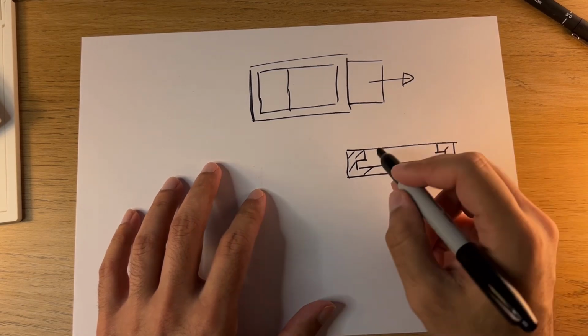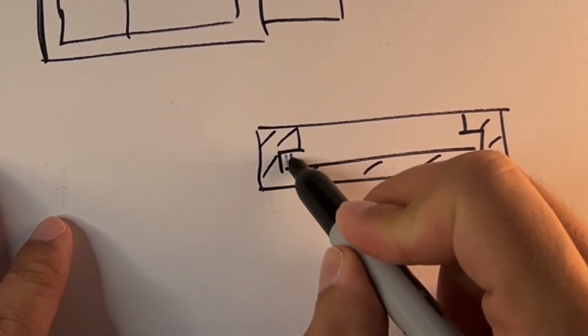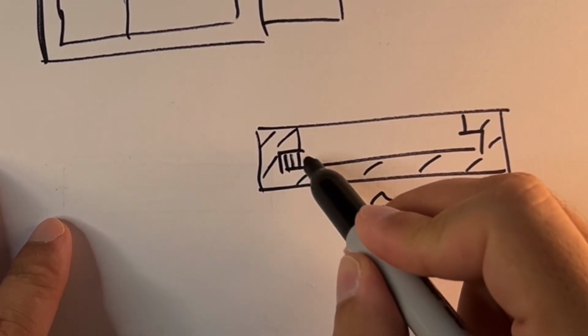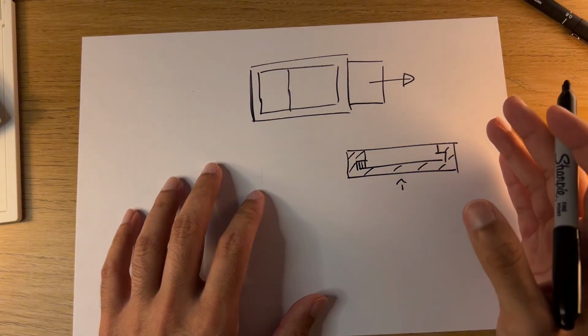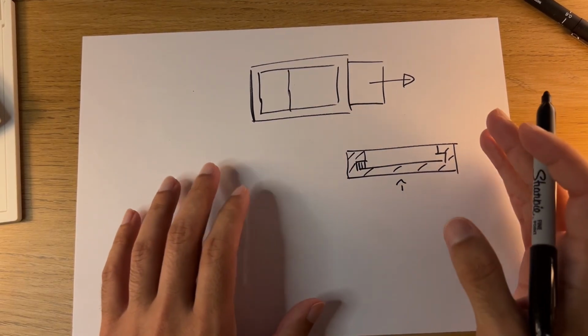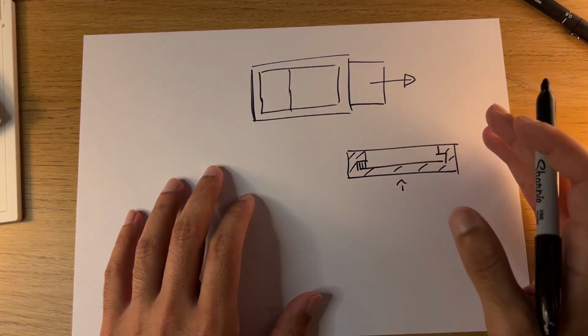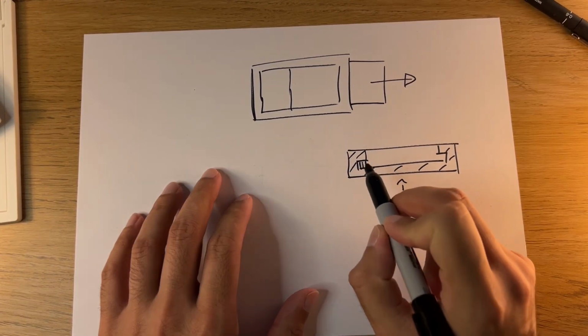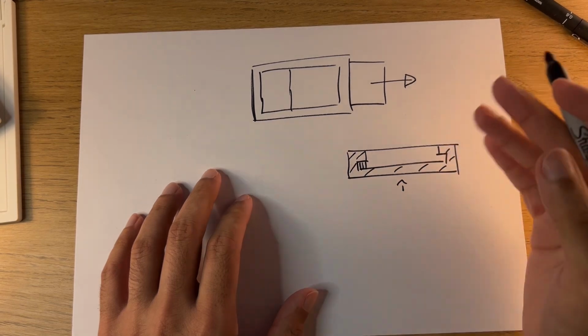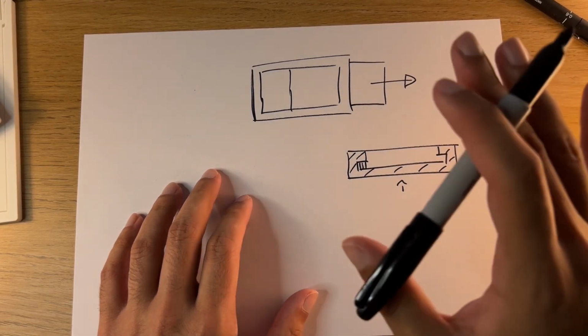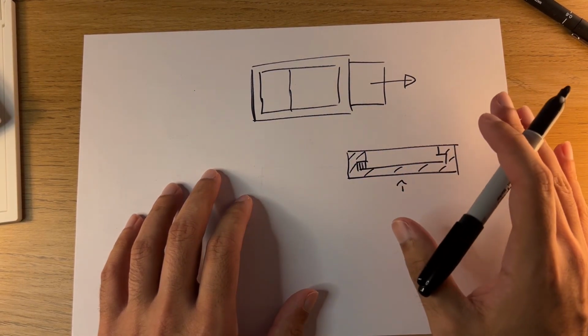Now, this can be printed, but you would need to have some kind of support material in that area, which you would then need to remove, which isn't impossible, but it is just more work, and it also just increases the risk of fail prints. You could potentially print this in a different orientation. However, I'll explain a little bit later why I didn't choose to do that.